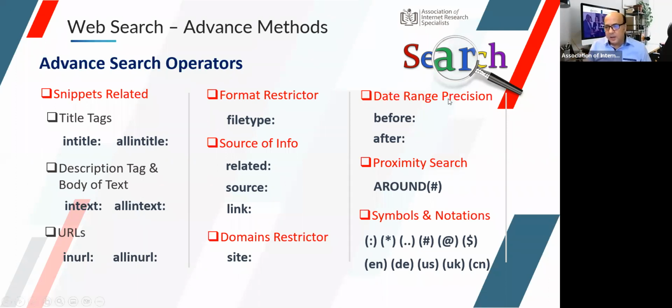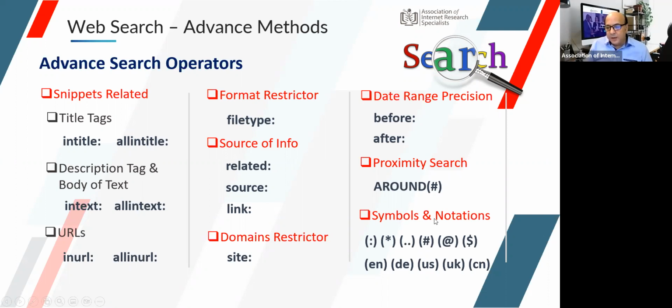Then there is a date range. A precision search requires at times to give a parameter to finding some information pages, mainly when it is a date restrictor, and within the range of date, or even to give it a restriction to run as before a certain date or after a certain date to find those pages.